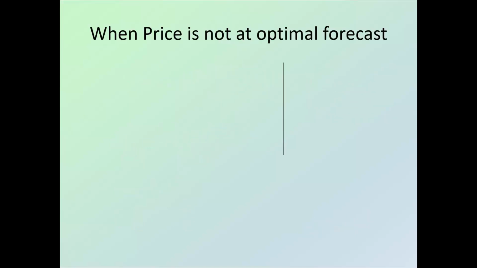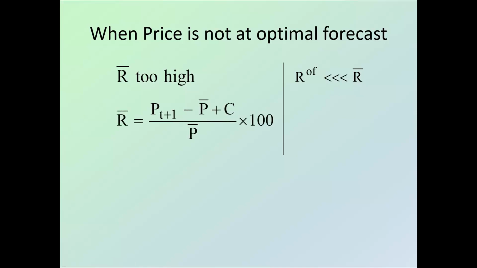So let's say the price is too low. When the price is too low, the expected return is too high. How? Let's see. Let's just assume for a minute that the expected return is too high, which means that the optimal forecast return based on today's available information is low as compared to the expected return. So what's going to happen?